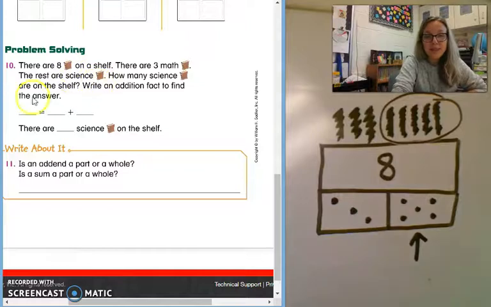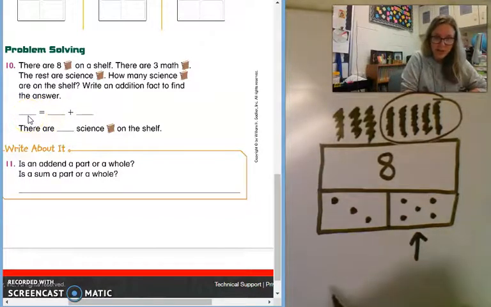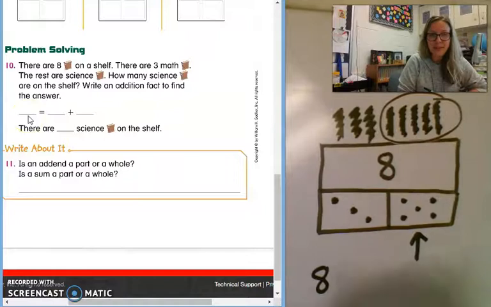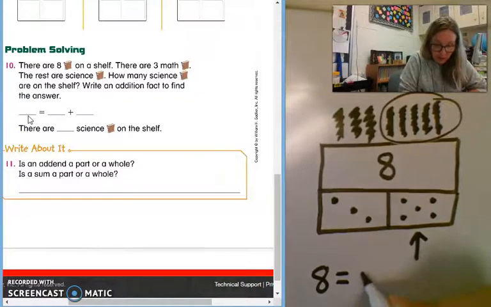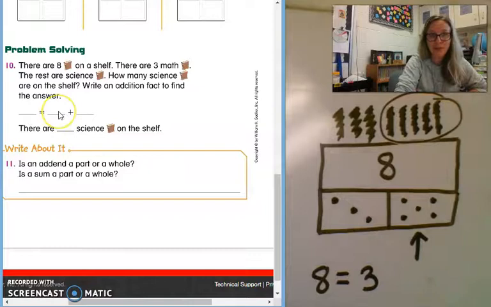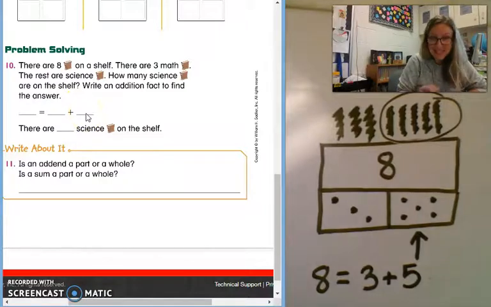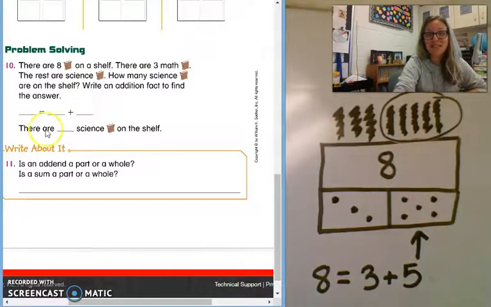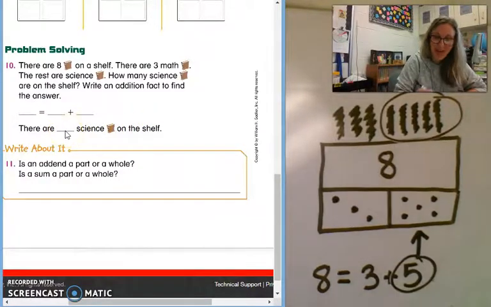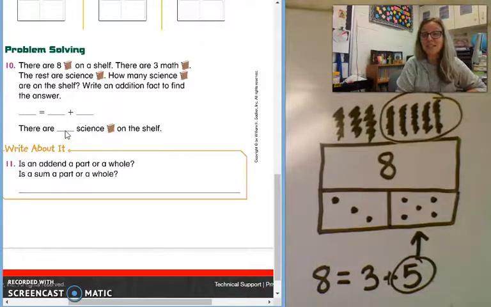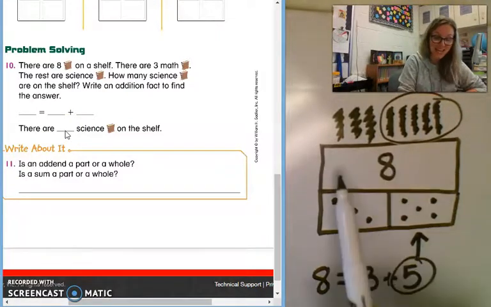So when we write that as a number sentence, remember it isn't backwards, it's just flipped around. We'll have our total or our whole here, which is 8. And that is equal to our 3 math books, so you'll put your 3 here, plus our 5 science books. So then down here, the sentence says there are blank science books on the shelf. On that line, you should put the number 5 to show there are 5 science books on that shelf with 8 books altogether.